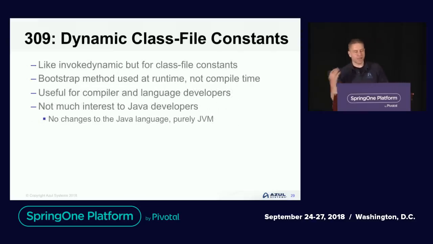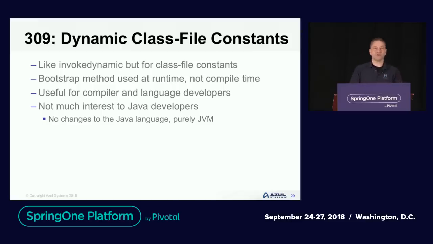Okay, dynamic class file constants. These are things that, from a developer point of view, don't really make any difference to you. It's like invoke dynamic, but for class file constants. Certainly when I looked at this, I thought, hang on, dynamic constants, that doesn't make any sense, because it's either dynamic or it's constant. It can't be both. But it can, because you can think of it like a final in Java. A final means that you can set the value once, but you can't then change it. So it is constant, but it's dynamic in the sense that you can set it once.